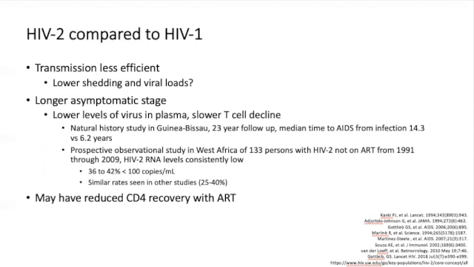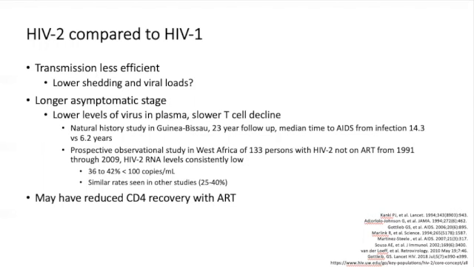So in one study from Guinea, with 23 years of follow-up, the median time to progression to AIDS from a diagnosis of HIV was 14.3 years in patients with HIV-2 versus 6.2 years in patients with HIV-1. And in another prospective observational study of 103 persons living with HIV-2 who were not on ART and who were followed between the years 1991 and 2009, their levels of virus in the plasma generally remained pretty low.